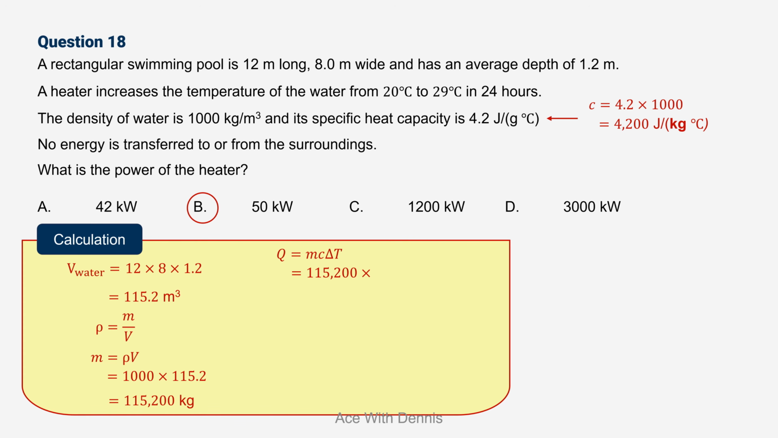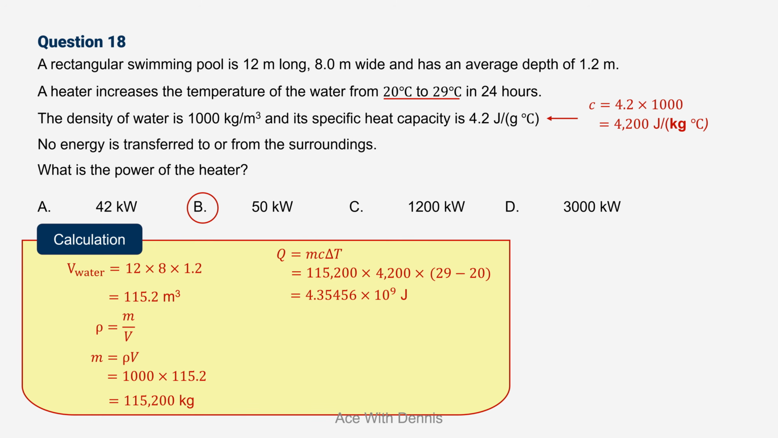Now we substitute this value into the formula. It becomes 115,200 times 4,200 and then multiplied by the change of the temperature, 29 minus 20 degrees Celsius. Calculate everything. This is the amount of energy needed to heat up the water in the swimming pool from 20 degrees to 29 degrees Celsius, which is 4.35456 times 10 to the power of 9 joules.